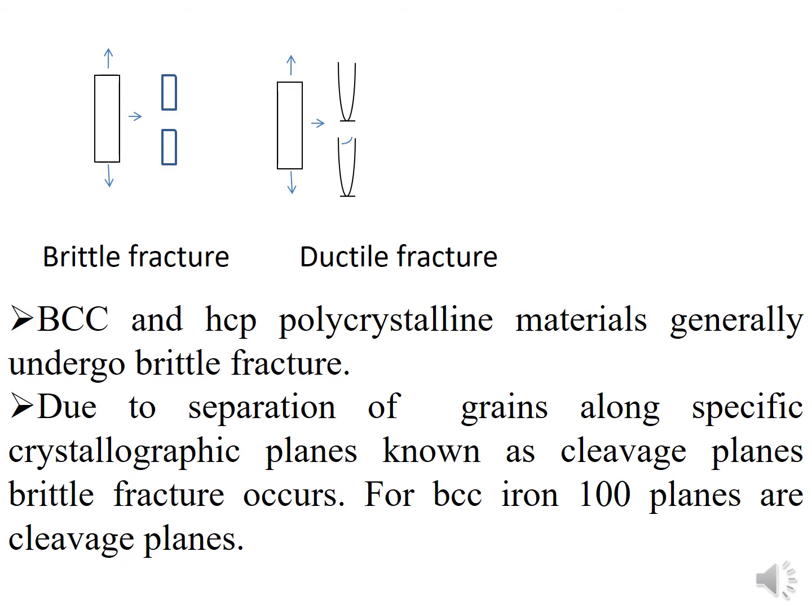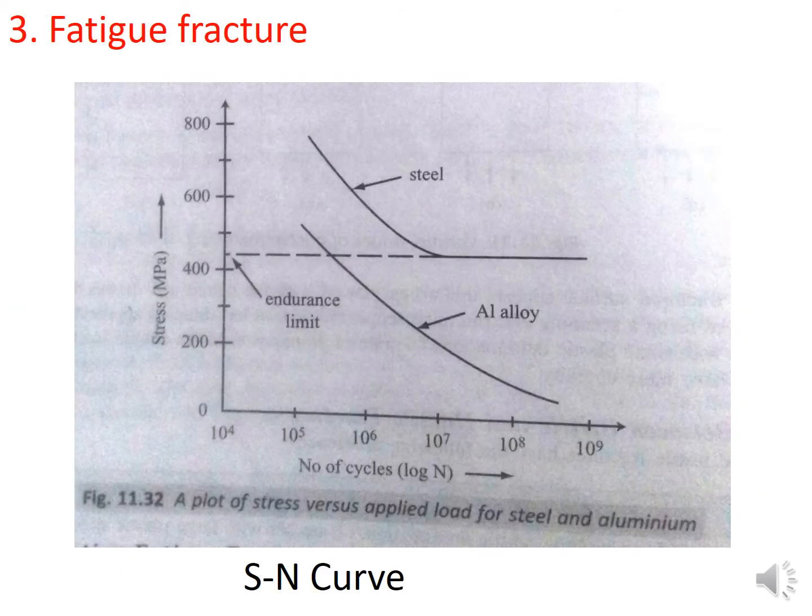BCC and HCP polycrystalline materials generally undergo brittle fracture. Due to separation of grains along specific crystallographic planes known as cleavage planes, brittle fracture occurs. For BCC iron, the 100 planes are cleavage planes.